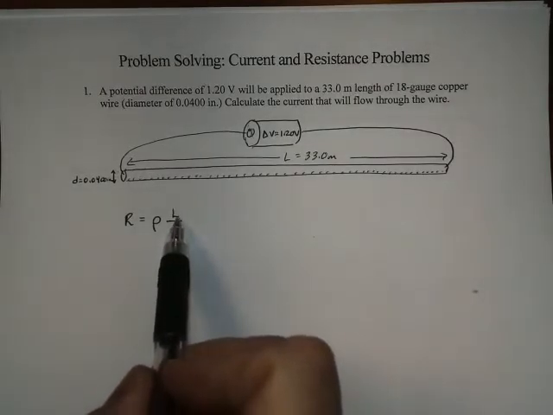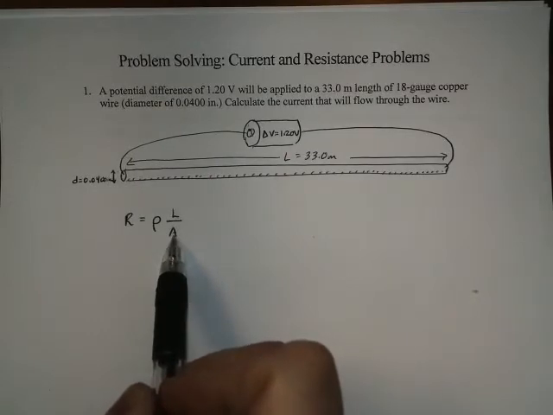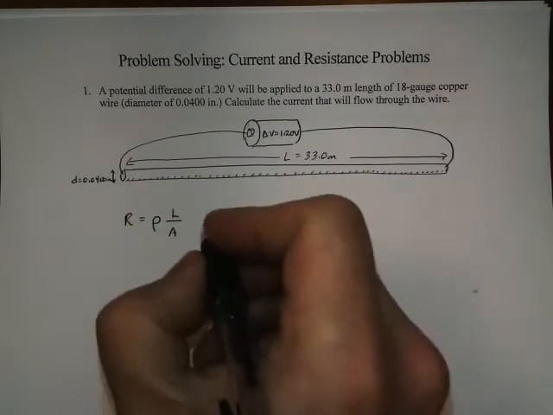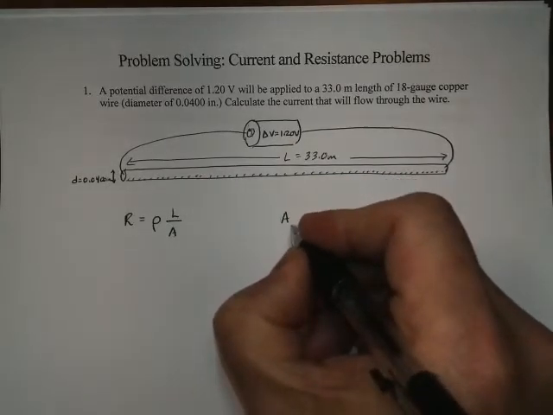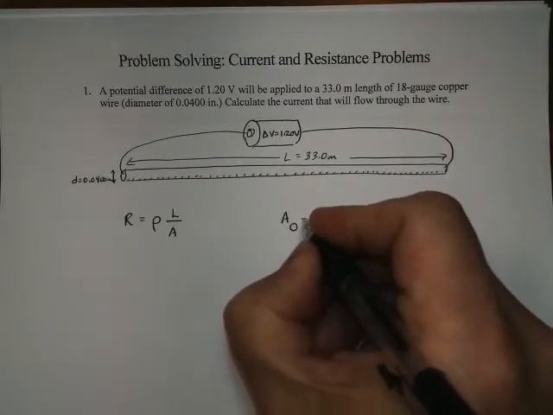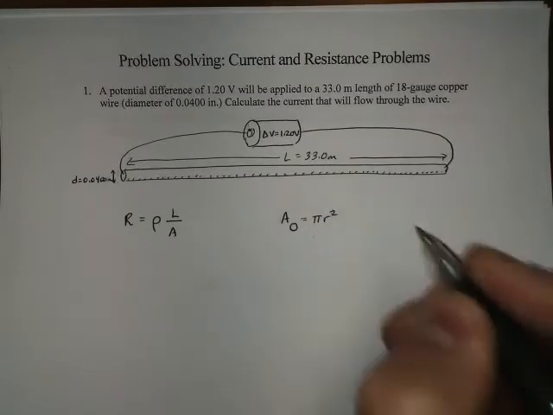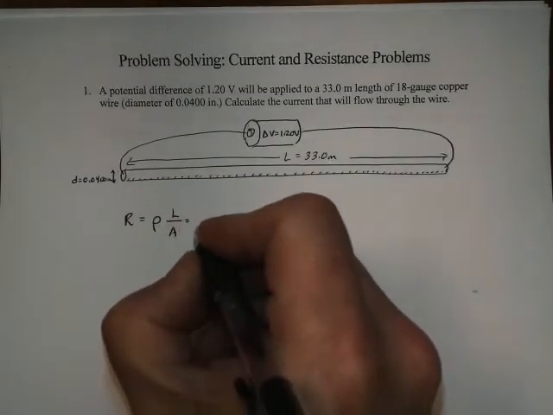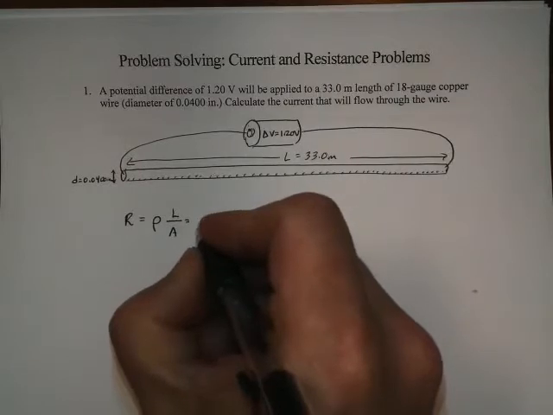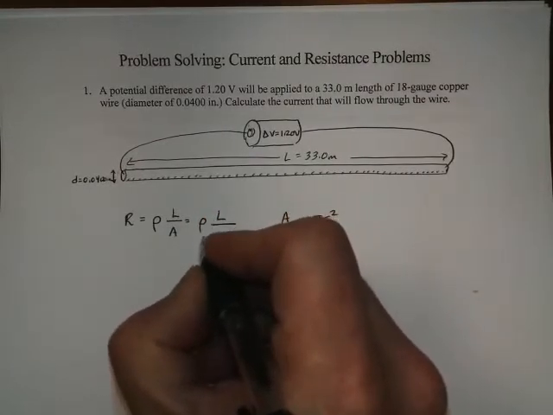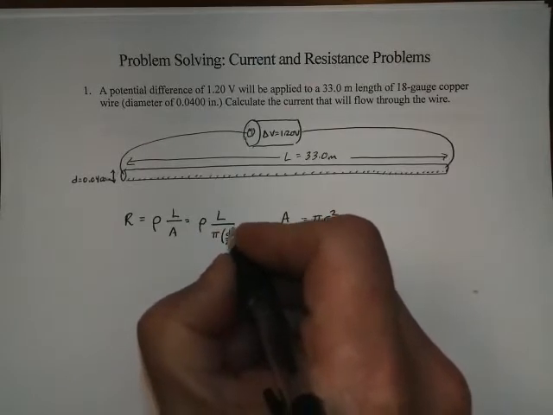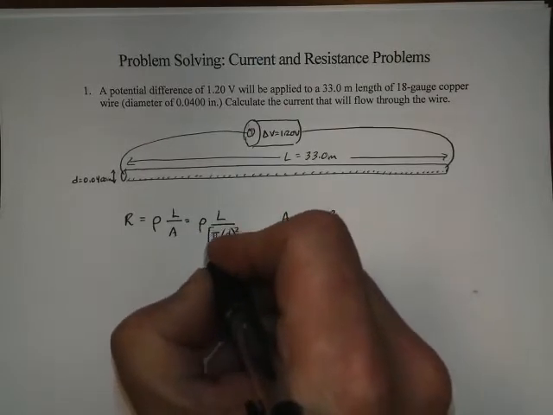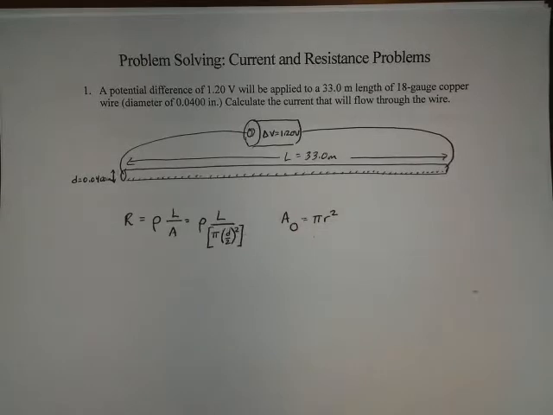So we know the length, that's given directly to us. We don't know the area quite, but we do know the diameter. And recall that the area of a circle is pi r squared. So that means we can rewrite our resistance as resistivity times length over pi times half the diameter squared in the denominator.